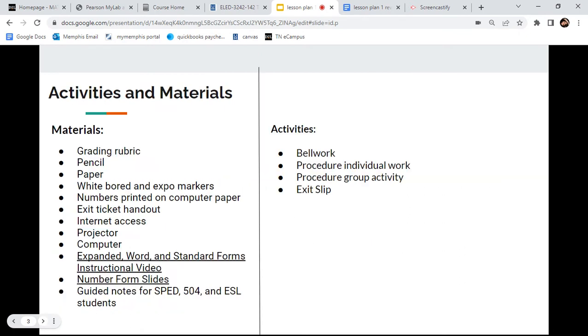The materials needed for today's lesson are a grading rubric, pencil, paper, individual whiteboard, and expo markers for each student, numbers printed out on computer paper for each student, exit ticket handout for each student, internet access, projector, computer, my instructional video, my PowerPoint slide, and then guided notes for SPED 504 and ESL students. The activities that we're going to go through are bell work, procedure individual work, procedural group work, and then exit slip.